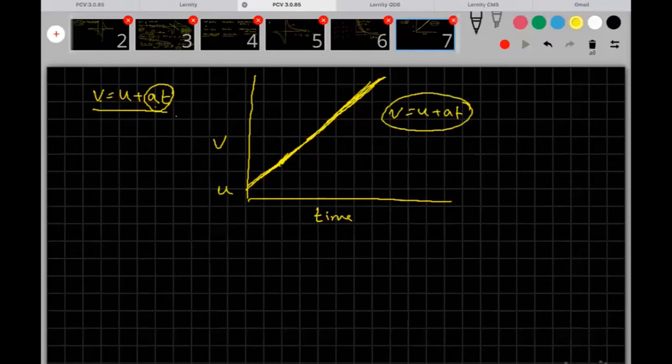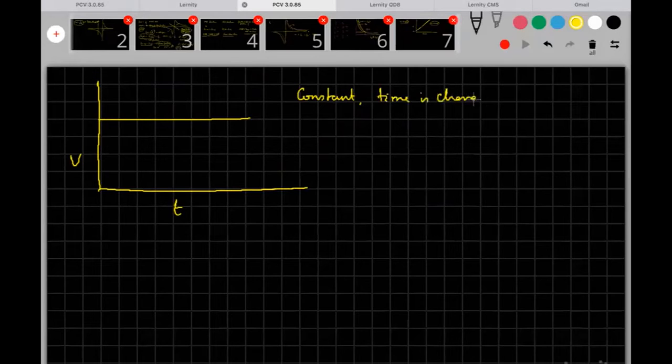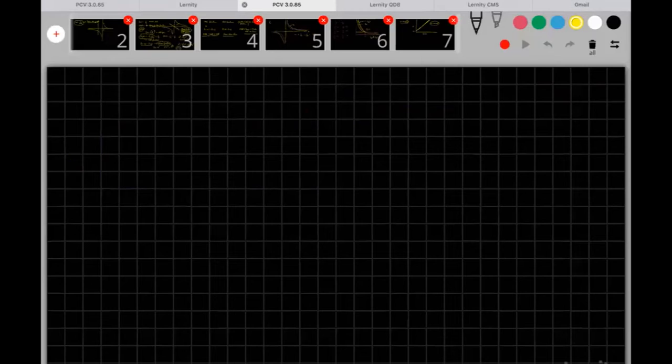What do you understand by this kind of a graph? This kind of a graph, time, velocity, is a constant. Time is changing, but velocity is not. So this is the thought process, right? Okay, so let's go back to functions and then let's work with some more.